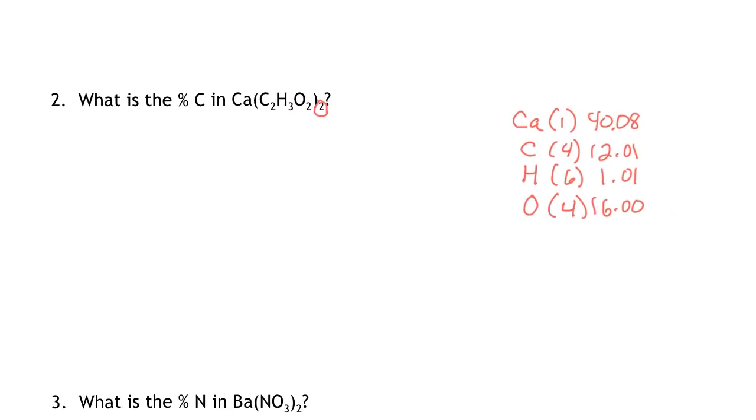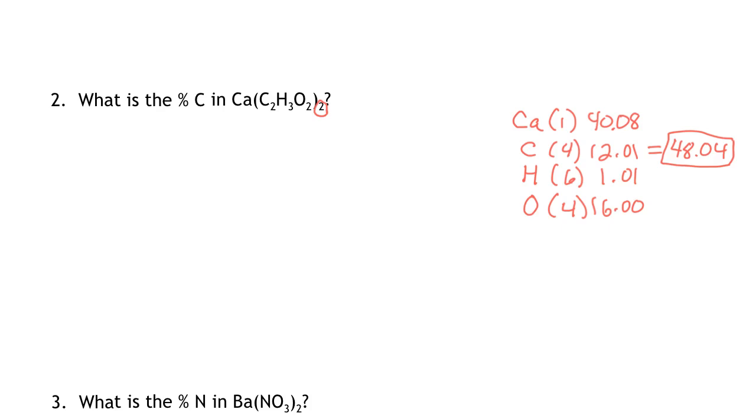So when I do this, I know I'm going to need the carbon, so I'm actually going to go ahead and figure out just how much carbon I have. 12.01 times 4 is going to equal 48.04. That one I'm going to be using, that's my part, so that's why I went ahead and did that separately.